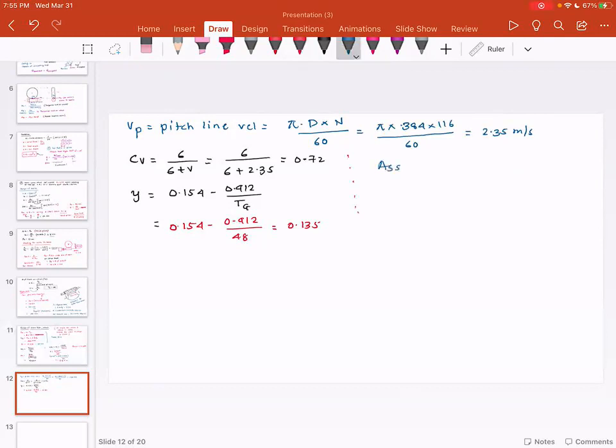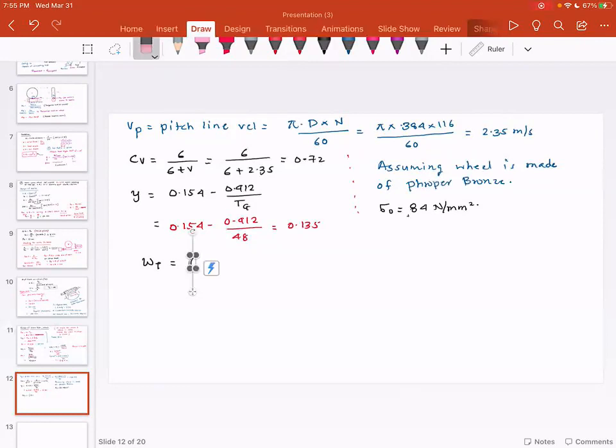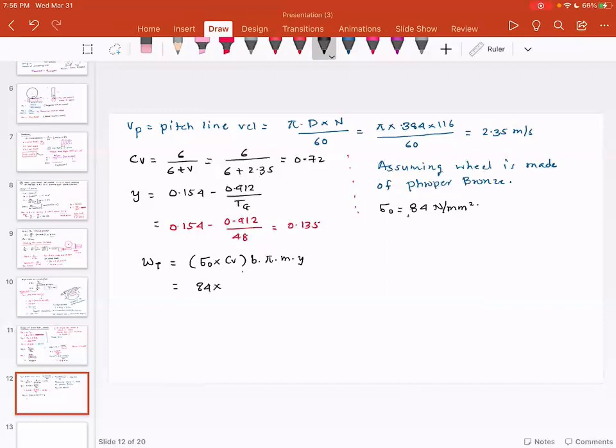And we are going to assume the wheel is made of phosphor bronze. Sigma O is 84 Newton per millimeter square. WT is equal to sigma O times, so let me write the equation first. Sigma O, CV, B times pi times M times Y. Sigma O is 84, 0.72. B, value of B is known.